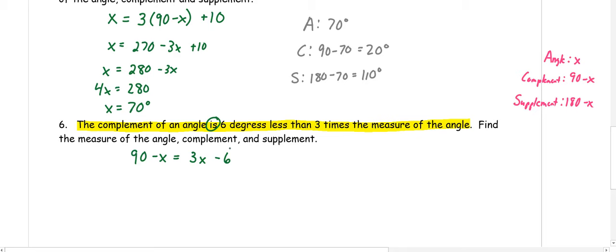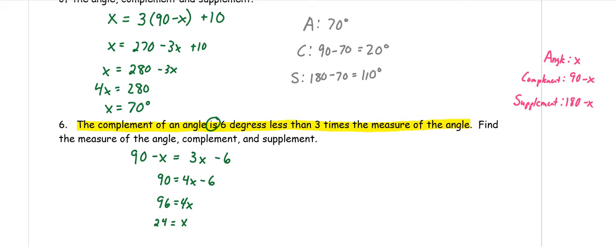So now to solve for x, I'm going to get the x on one side. 90 equals 4x minus 6. I'm going to add 6 to both sides, so 96 equals 4x. And I'm going to divide by 4, so x is 24. Now that I have x is 24, I need to find my angle, my complement, and my supplement.